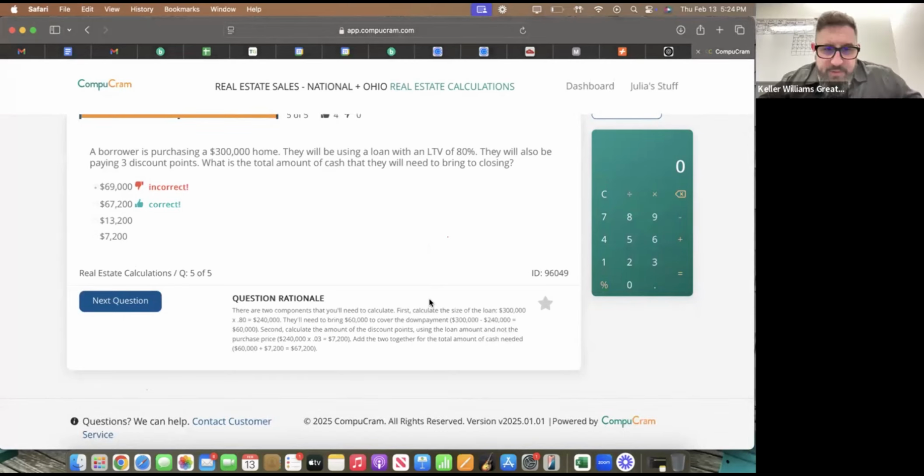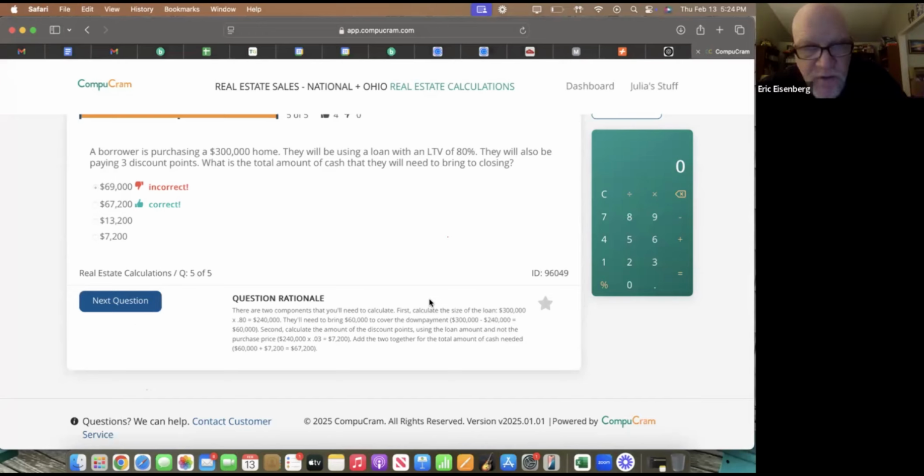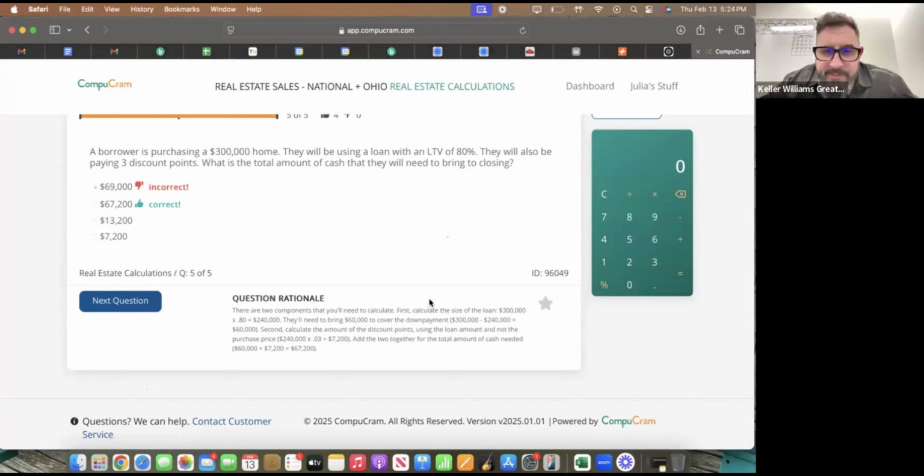It wasn't as easy as 1%. Wouldn't we subtract the 20% for the down payment from the 300,000? Yep, that's what they did. So there are 2 components that you'll need to calculate. First, calculate the size of the loan. 300,000 times 80% is 240,000. So 240 is the loan they're taking out.